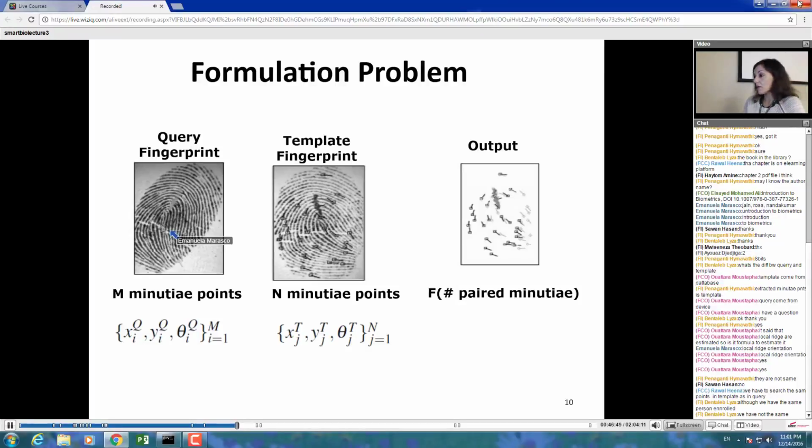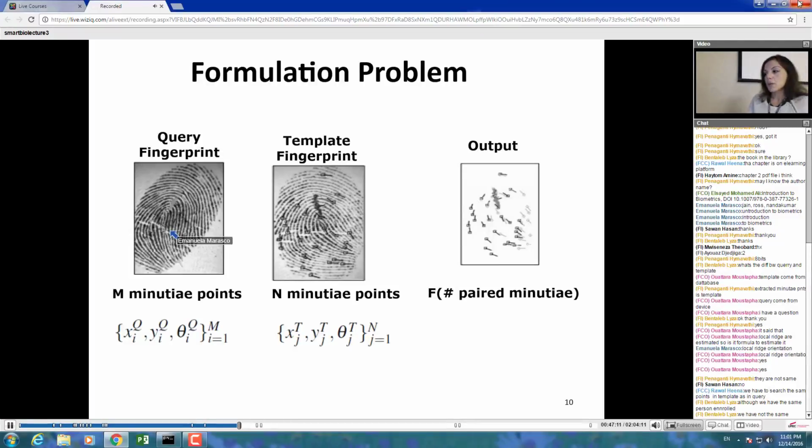There are some questions that I want to read from you guys. So we have to search for the same point in the template as in the query, the corresponding minutia. Again, although we have the same person involved, we do not have the same minutiae. But yes, this is what we are reasoning about, right?